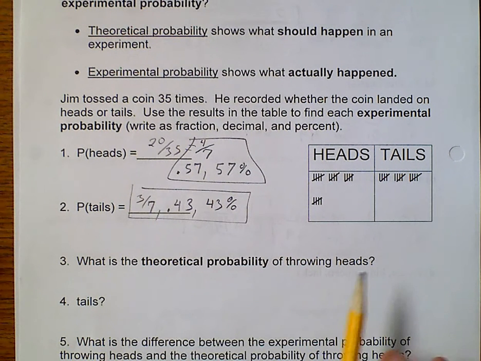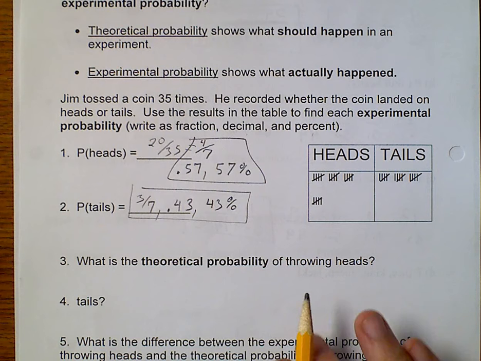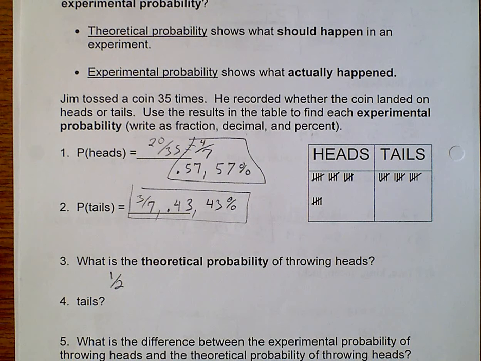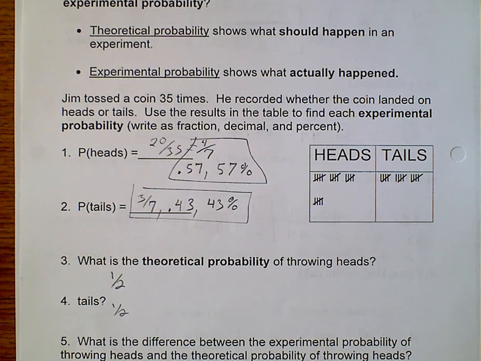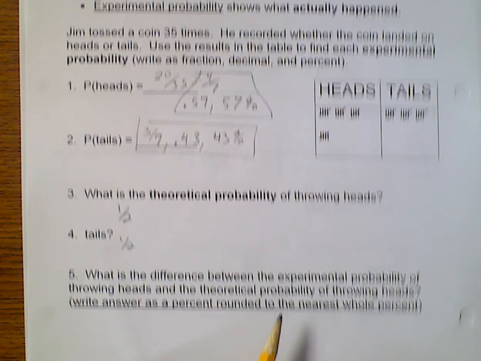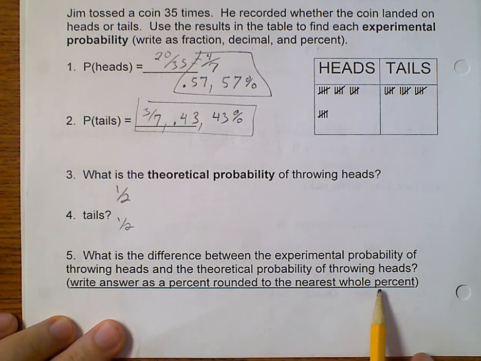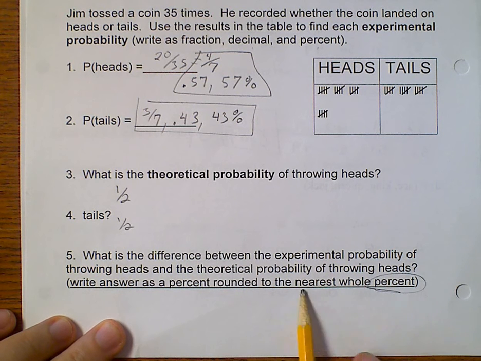Now the theoretical probability of throwing heads we've talked about before is 1/2. There's one head and there's two sides, so that would be 1/2. And tails would be the same. Now we want to know the difference between experimental probability of throwing heads and theoretical probability of throwing heads. And we want this as a percent to the nearest whole.